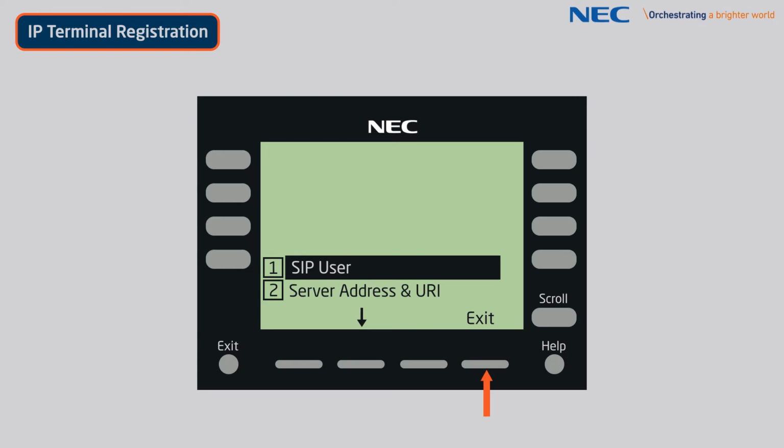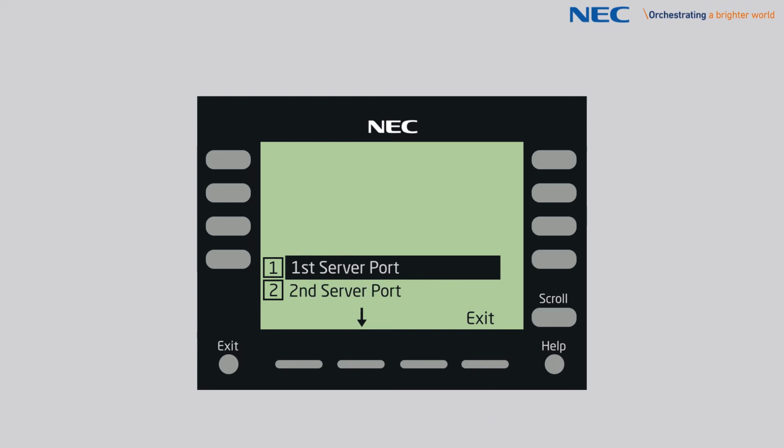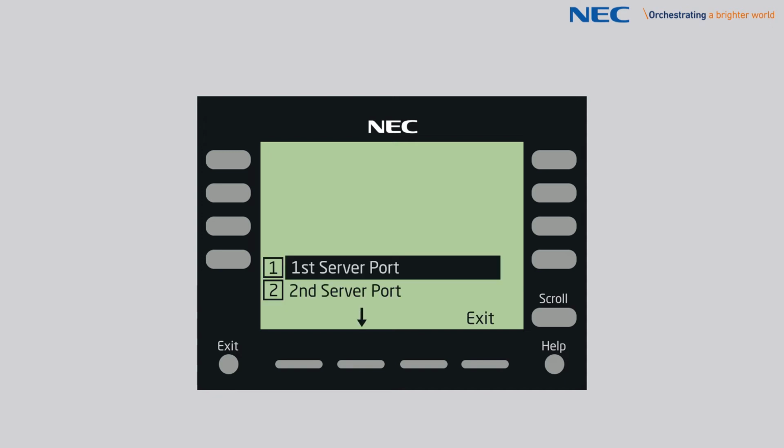Press Exit. Press 4 to select SIP server port. Select 1 to select first server port. Enter 5080 and press OK. Press the Exit soft key 2 times to go back to the admin menu and press Save.